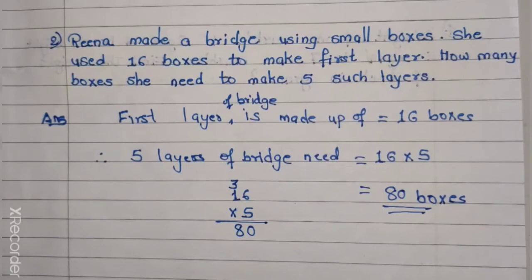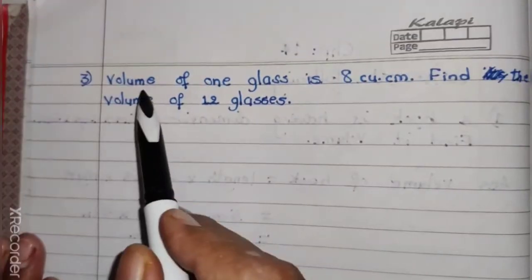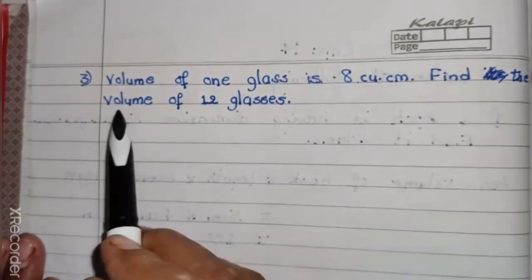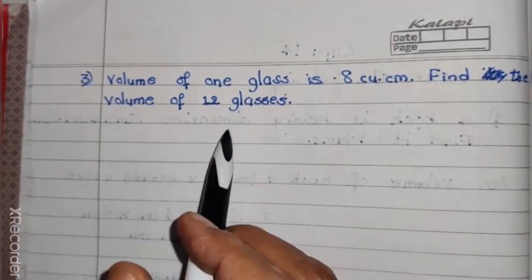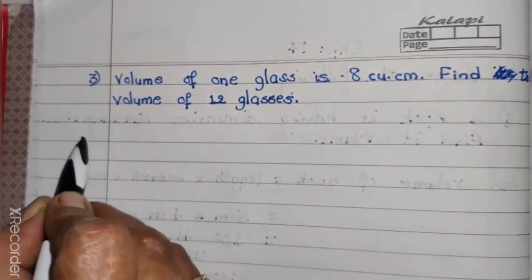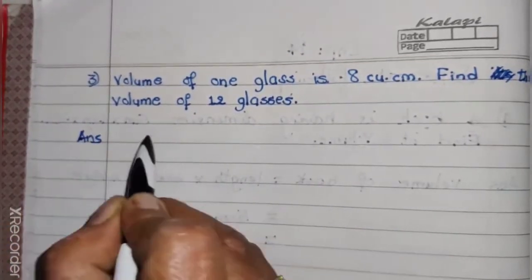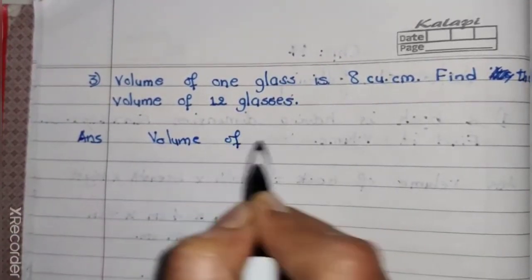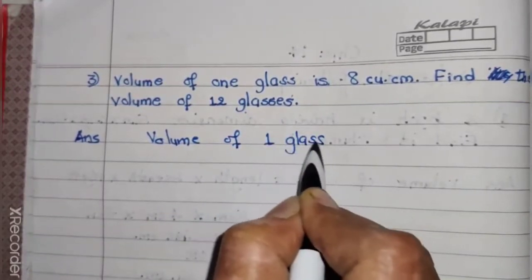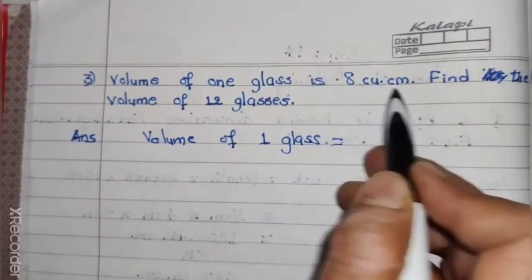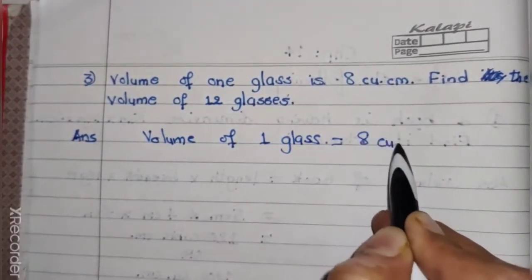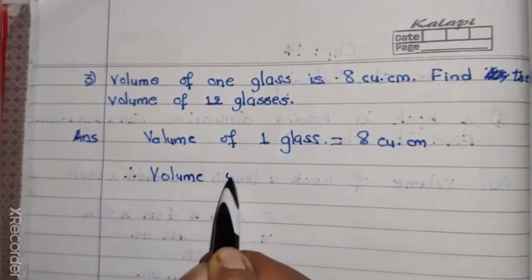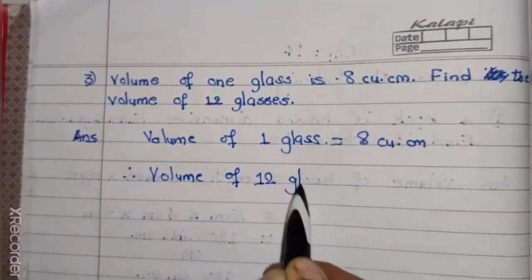Now let us move on to the next question. Next question is, volume of one glass is 8 cubic centimeter. We have to find the volume of 12 such glasses. Okay, so let us begin. First of all, the statement we have to write, volume of one glass. What is the volume of one glass? It is given here, 8 cubic centimeter. So we are going to write 8 cubic centimeter. Therefore, volume of 12 glasses.